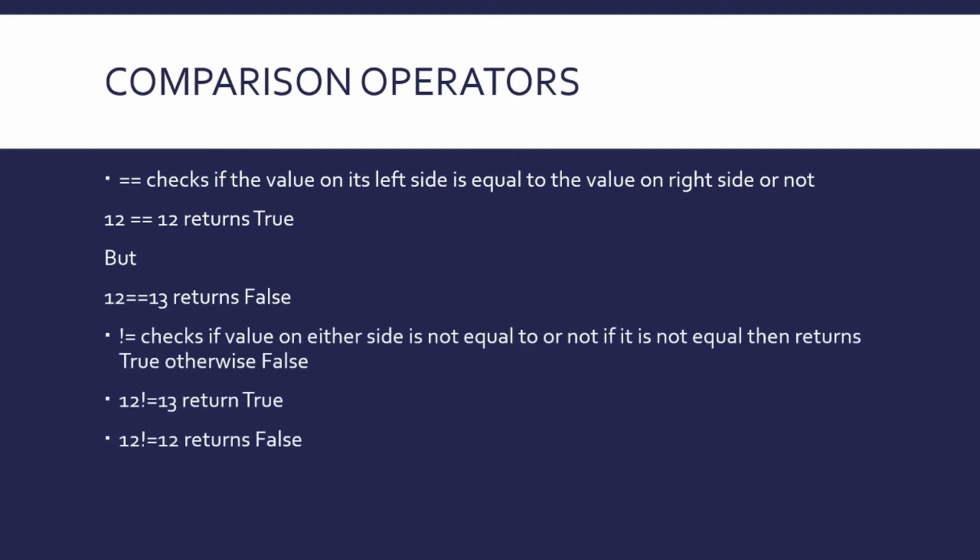Then comes the inequality operator. It does exactly the opposite of the equality operator. It checks whether the values on either side are not equal. If the values are not equal, then it will return True, otherwise it will return False. As you can see in the example, 12 is not equal to 13, that's why it returned True, and 12 is equal to 12, that's why it returned False.